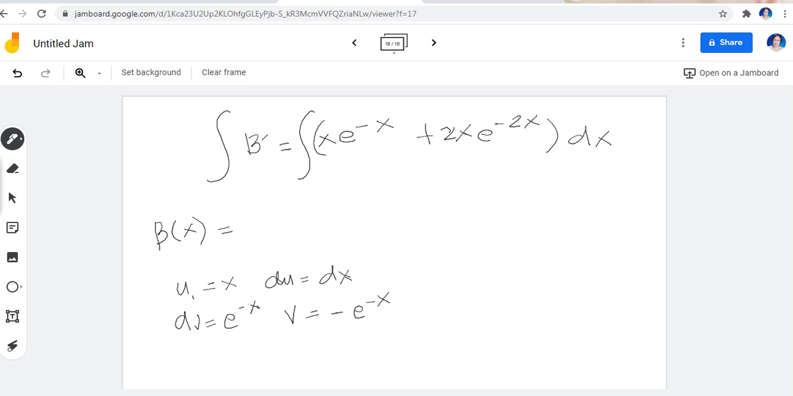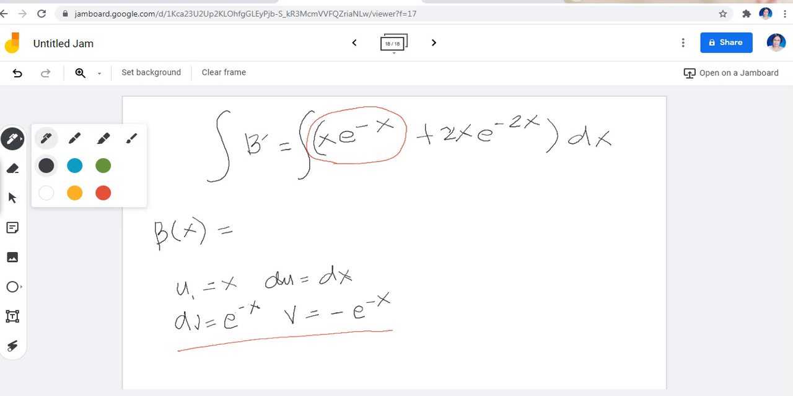Now this term, I would like to circle it. This term now will be processed like this one. So if we will write its solution here, you will have uv minus v du.